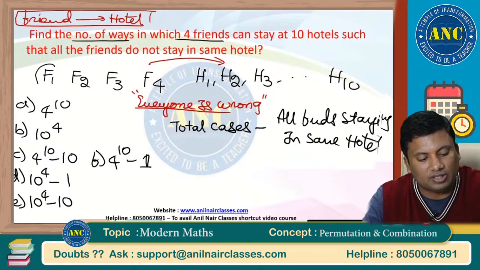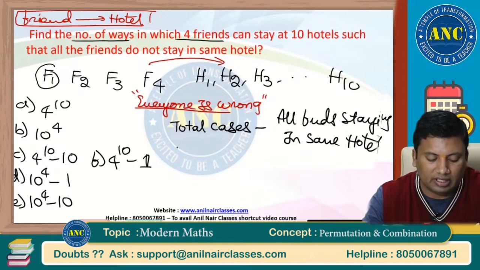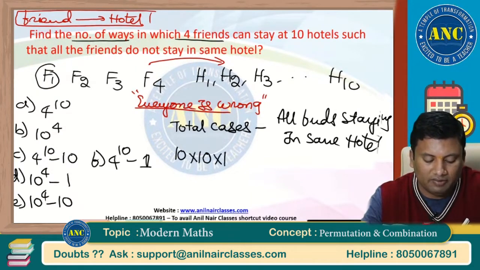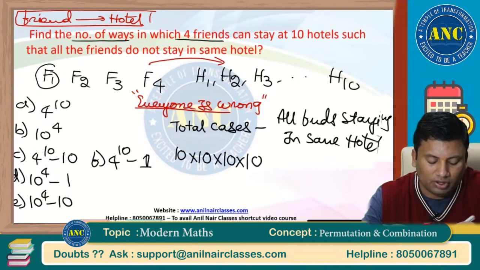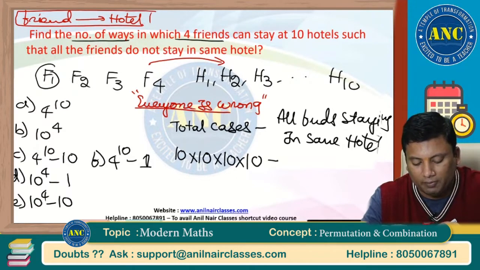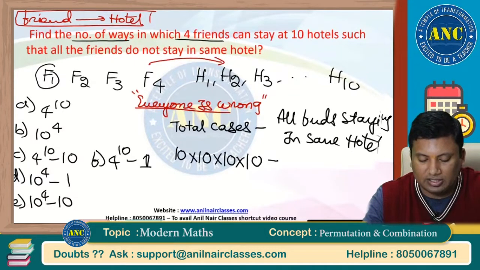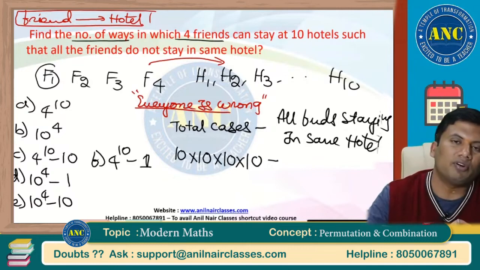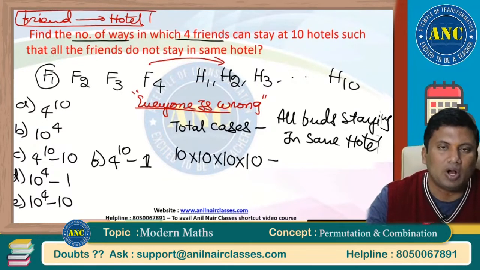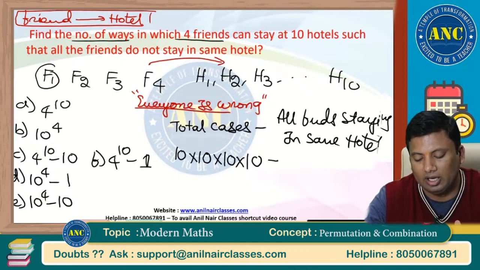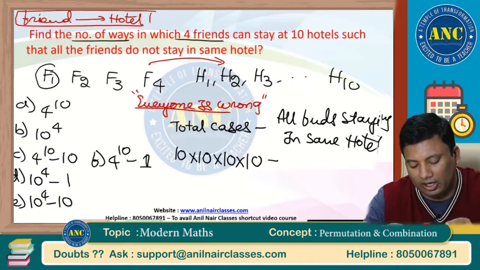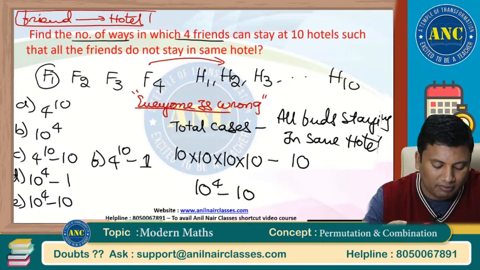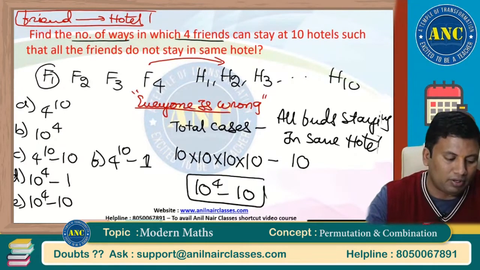Total cases means the first friend can visit any of the 10 hotels, the second friend any of the 10 hotels, the third friend any of the 10 hotels, the fourth friend any of the 10 hotels. Minus all the friends staying in the same hotel: all 4 friends can stay in hotel 1, or hotel 2, or hotel 3, up to hotel number 10. Minus 10. The answer is 10 power 4 minus 10.